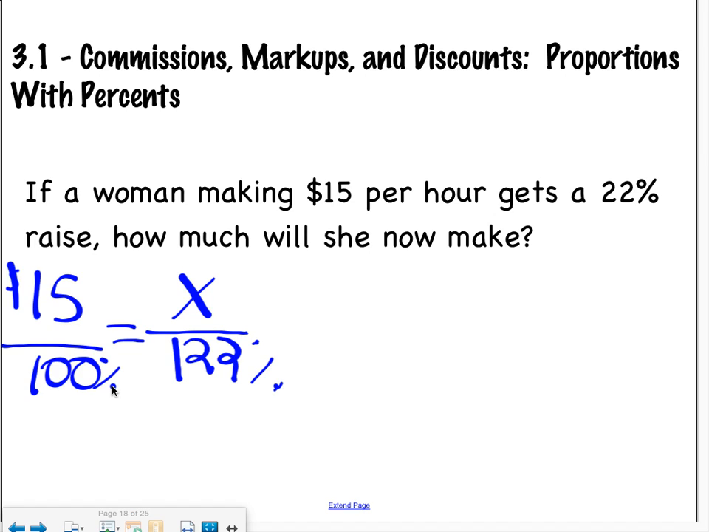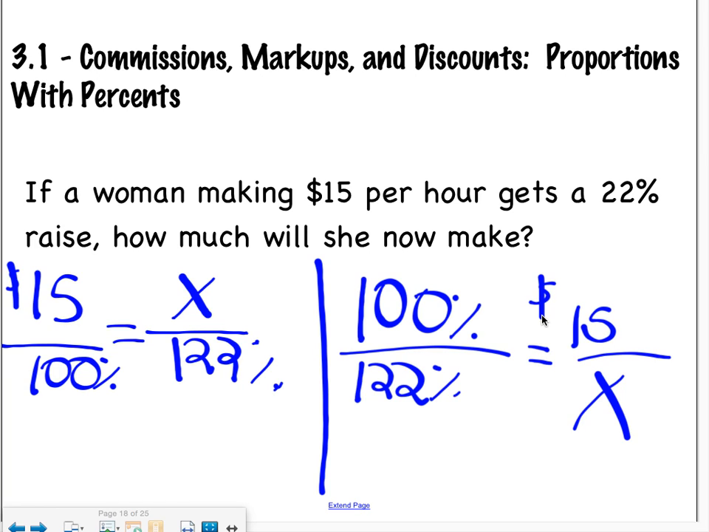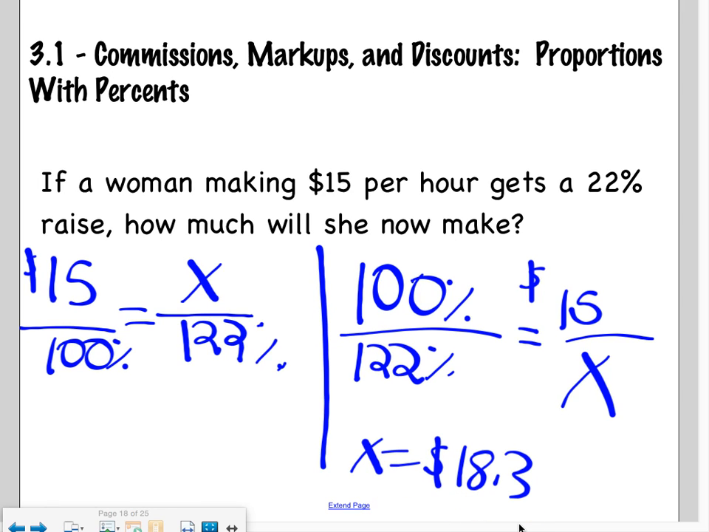Okay? We can also do just percents on the left. So 100% to 122%. And we just need to figure out what goes with 100% and what corresponds to 122%. Well, we know that 122% has to be what she makes with the raise. We don't know that, so it's going to be X. What we do know is how much she makes without the raise, $15, okay? And when you solve both of these, you get that X equals 18.3. So 18.3 is how much money she'll make after a 22% raise.